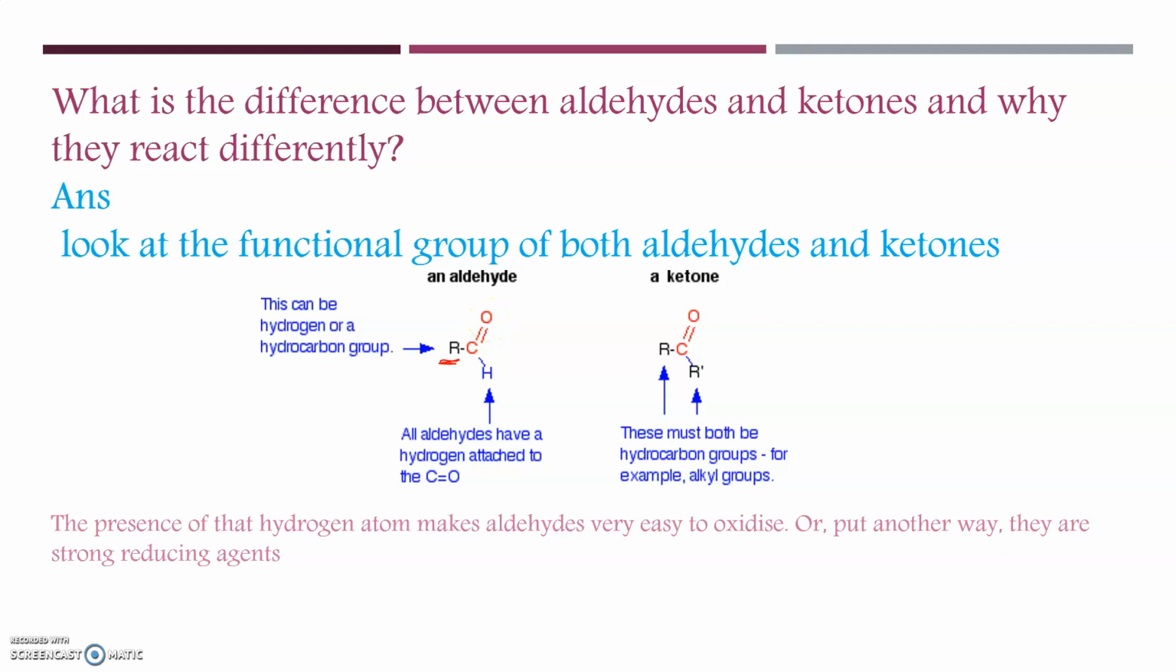Good. Aldehydes can be oxidized because they have one hydrogen to take, just by using an oxidizing agent. So they are very easily oxidized using an oxidizing agent because they have one hydrogen that can be removed. For the ketones, you have R and R. Both of them have to be hydrocarbon groups, alkyl groups, as an example. So there is no hydrogen, but they can be reduced.